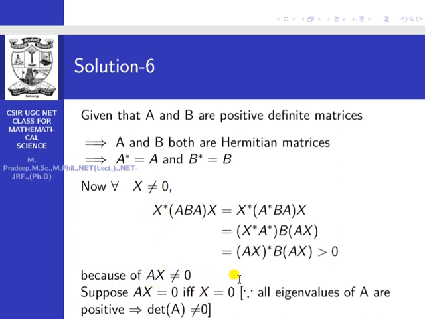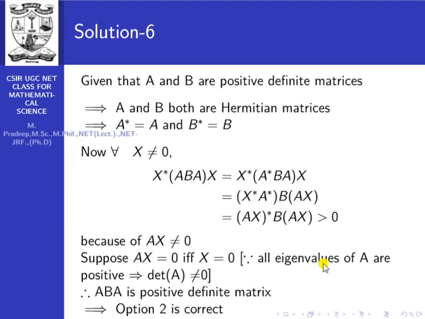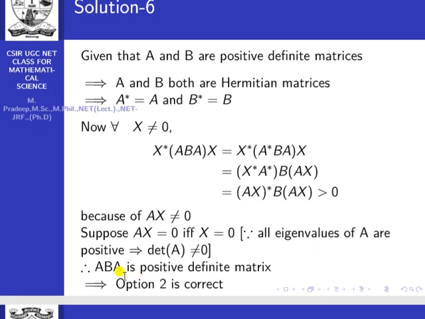Ax not equal to 0 means (Ax) star B (Ax) is greater than 0, so x star ABA x is greater than 0. From this, what is the conclusion? ABA is a positive definite matrix by the definition of positive definite. So option 2 is also correct.